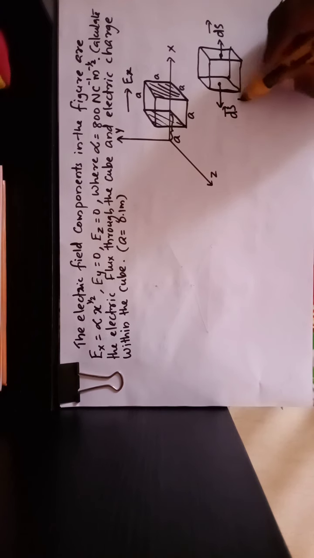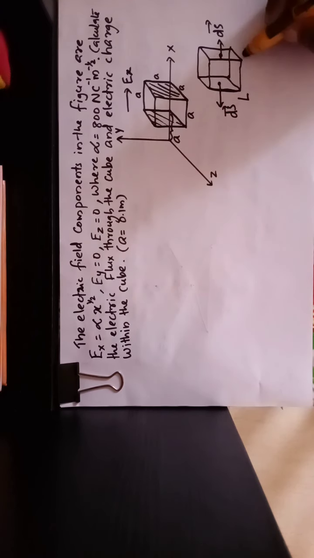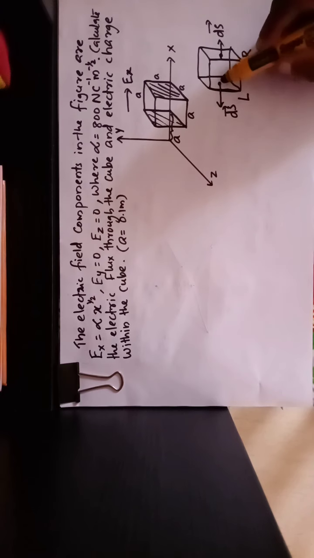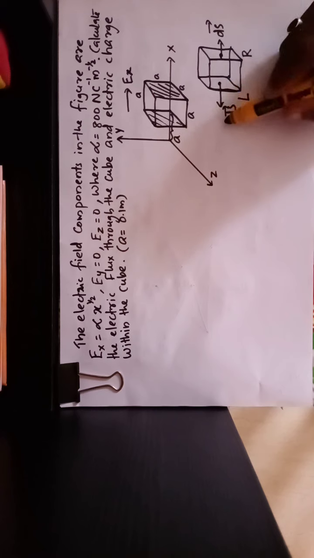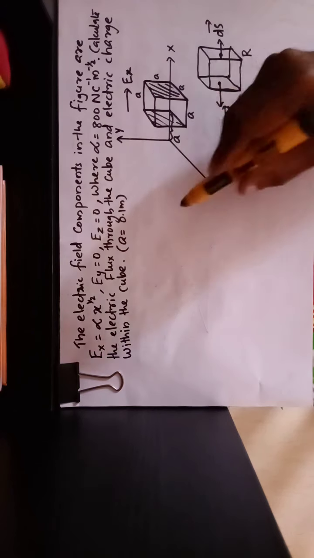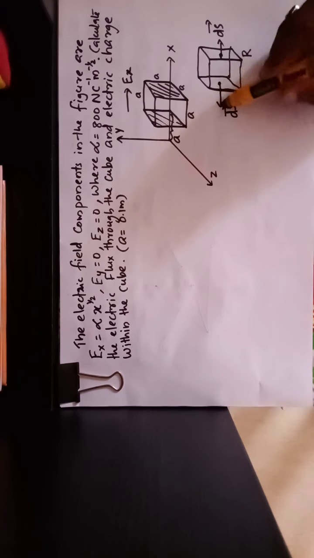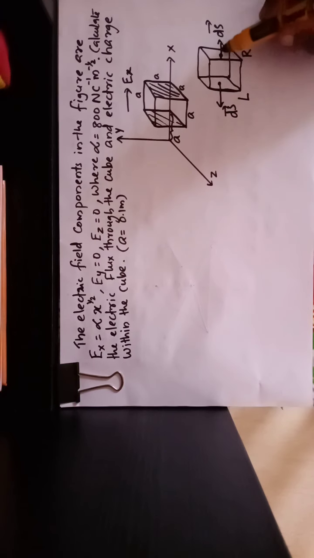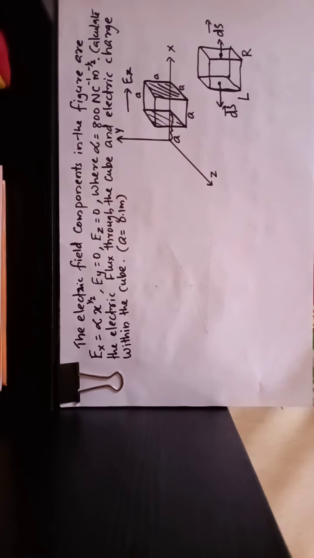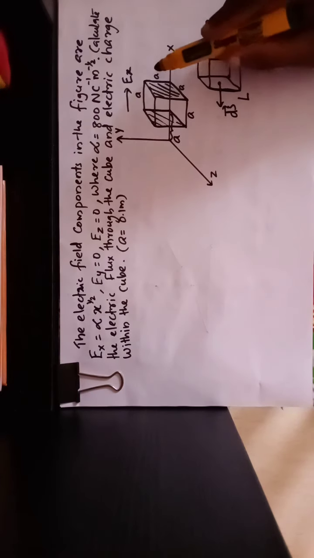This is the left side, I'll say L, and this is the right side. For the left side, the area vector is directed towards the left, which means the negative x direction. The area vector at the left side is along minus x direction. Along the right side, the area vector is towards the positive x direction. Now what is the value of the area? The side length A is 0.1.